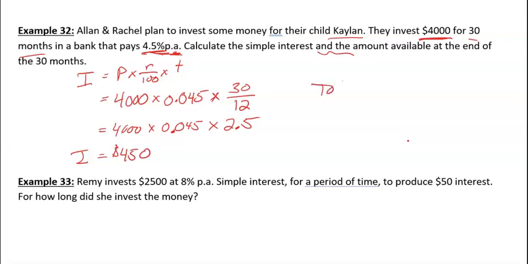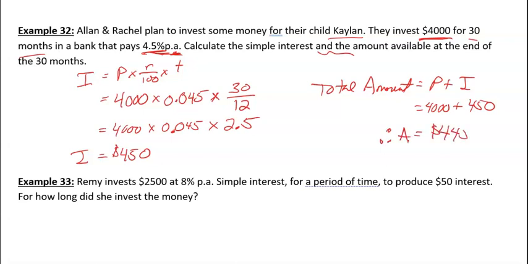Well, we also want the total amount, which equals the principal plus the interest. So that's going to be 4,000 plus our $450. Therefore, the total equals $4,450 for Jalen. Lucky kid.